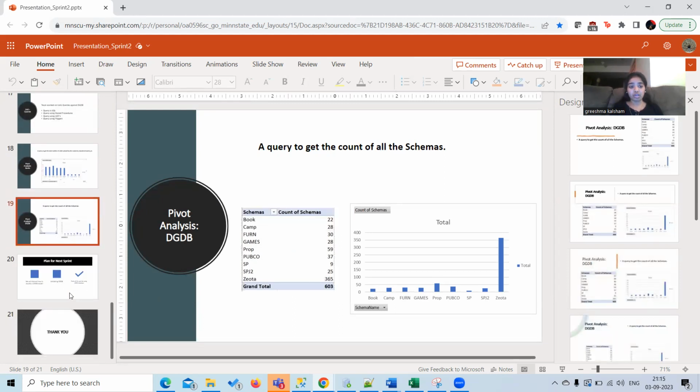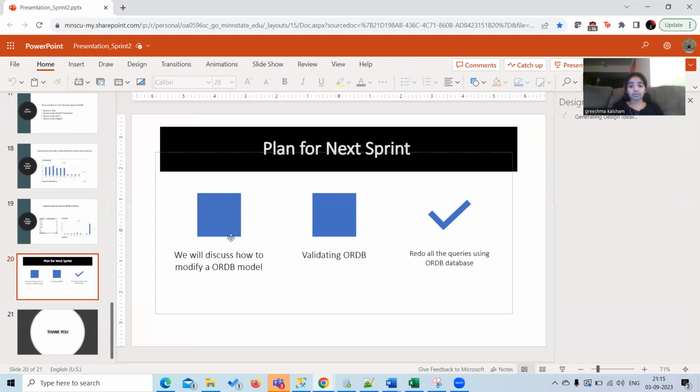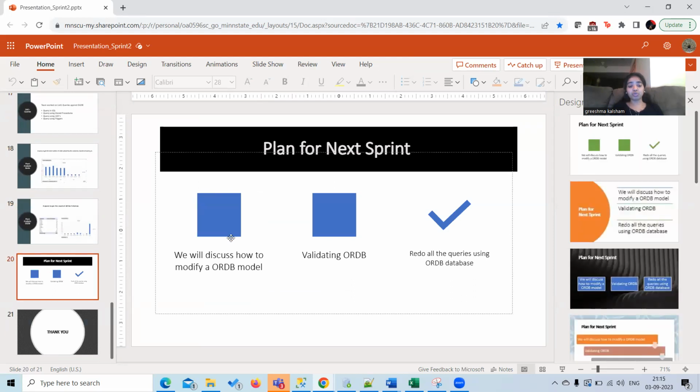And the plan for the next sprint would be working more on the object relational database, where we would be creating more objects and types and tables, and then create more insert statements and redo the entire queries using the object relational database rather than the Ziota sales database.